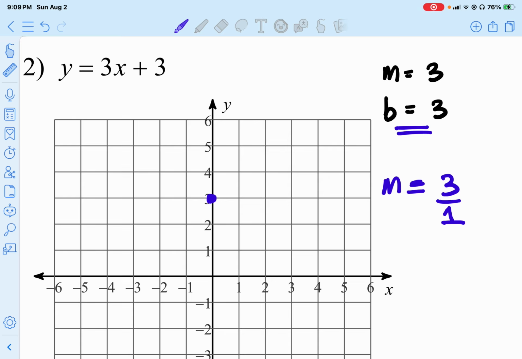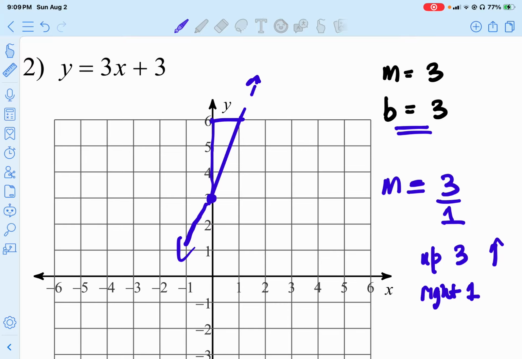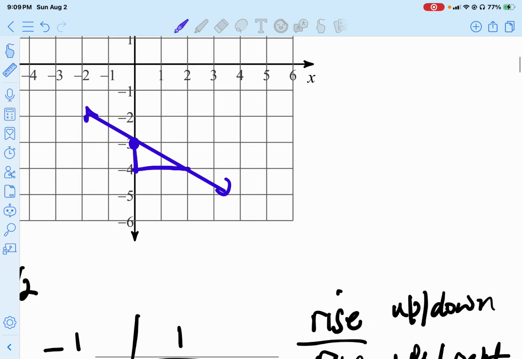What does this mean for rise or run? It means I'm going up 3, that's positive, up is positive, and I'm going to the right 1. So I'm going to go up 3, 1, 2, 3, to the right 1. And then I draw a line through those 2 points, right? That's really what it is, okay? Now please don't judge my lines. They are looking horrid.